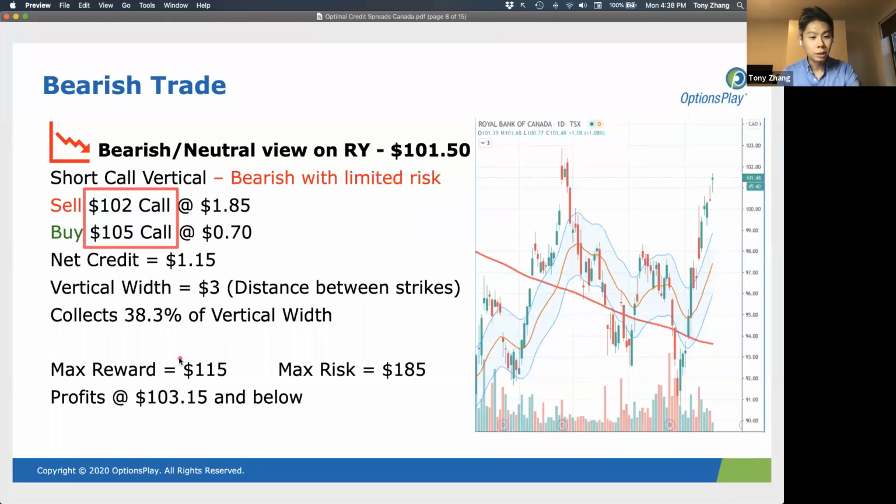So what I'm doing is I'm collecting $115, and because it's a $3 wide credit spread, that means my maximum risk on this trade is the remaining amount of the $3, which is $1.85 or $185 per contract. So what we typically measure when we sell these credit spreads is how much income we are collecting as a percentage of the width, because again, the two always add up to the total width. So in this particular case, this adds up to $300.